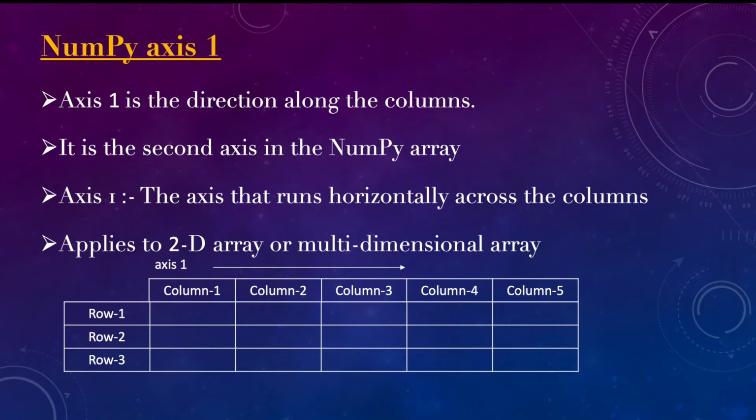Now let's see the NumPy axis 1. The axis 1 is the direction along the columns. It is the second axis in the NumPy array and it runs horizontally along the columns. It's also applied to a 2D array or a multidimensional array, as you can see in this figure.